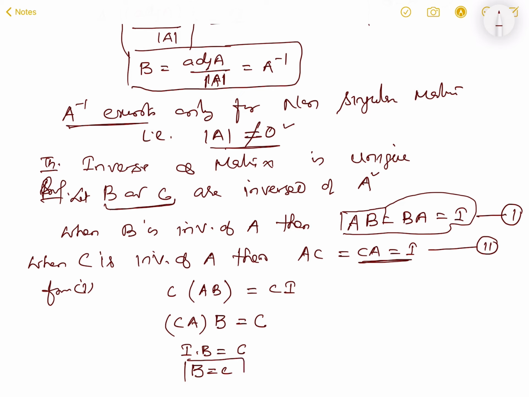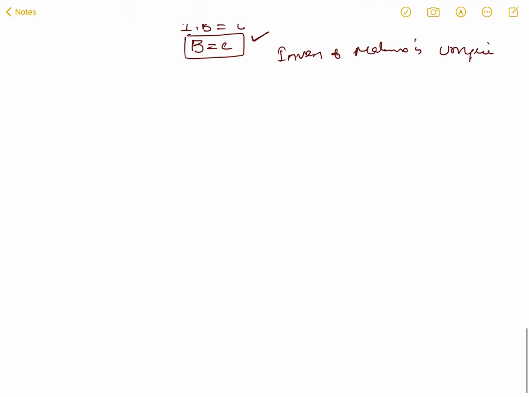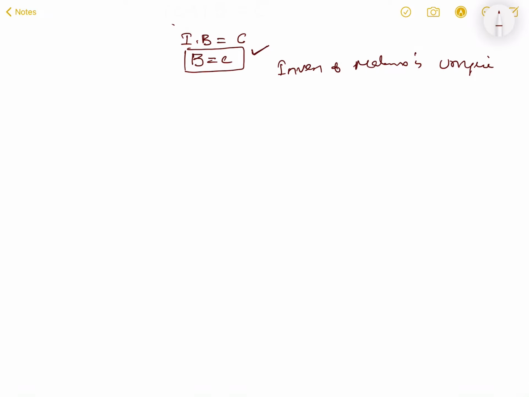So our assumption is B and C both are the different inverse of A, but no, our derivation says B is equal to C. Both are the same thing, that means inverse of a matrix is unique. और इसको हम कह सकते हैं कि अगर हमने मान लीजिए क्लास में क्वेश्चन दिया कि फाइंड A inverse, तो सभी का एक ही आंसर आना चाहिए.